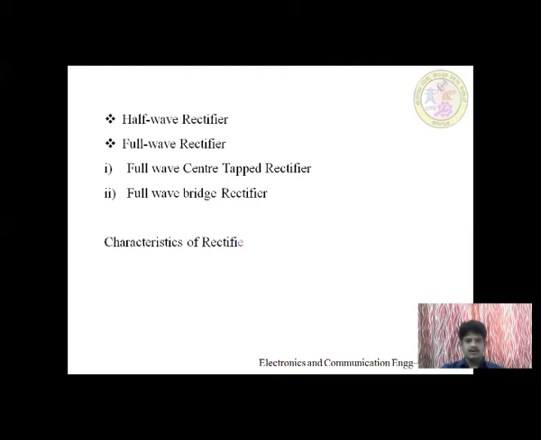Next, we have learned about the characteristics of rectifiers. First, the ripple factor. The output of the rectifier is not ripple free, it has ripples. The ripple factor indicates the amount of ripples present in the output of the rectifier. It is calculated as the ratio of the amount of AC content to the amount of DC content present in the output of the rectifier. Then we have discussed the ripple frequency.